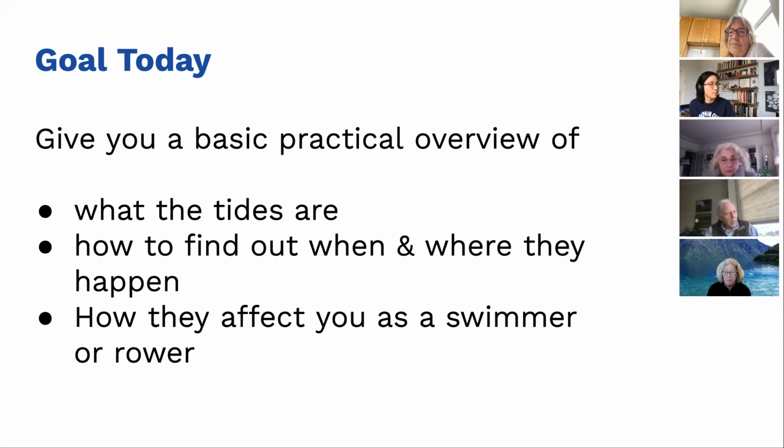Because I think swimmers and rowers have different priorities when they get out into the water. And we'll touch on the basics, like what causes the tides, but I'm not going to go too deep. If you do want to learn more, I'll be sharing the link to this presentation, so you can study the diagrams a little bit closer.